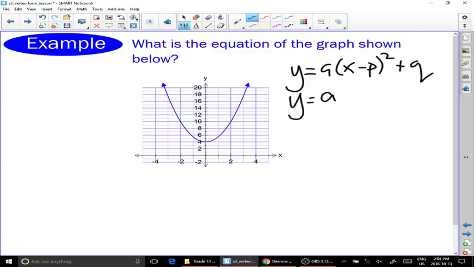So y equals a bracket. Now x minus 0 is just x. So I can just actually write x squared and then plus 4. And then what we need to do is figure out that a value. Now we can figure out that a value a couple ways, just like we did the other day. We can plug in a number for x and y on the graph and solve for a. But we can also use that over 1, up 1, over 1, up 3 stuff.